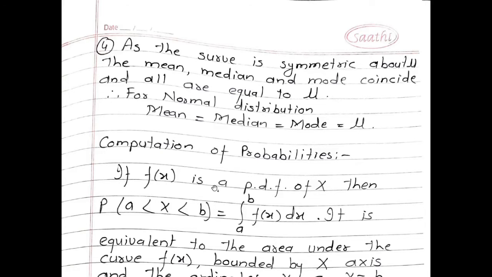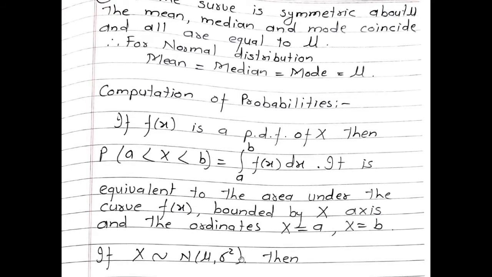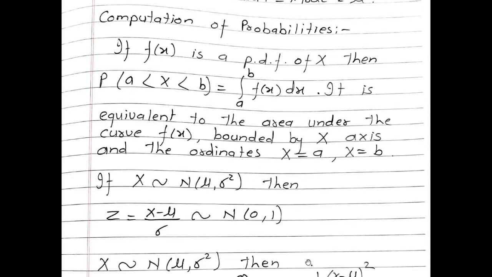Now, computation of probabilities. If f(x) is a probability density function of x, then probability a less than x less than b is equal to integral a to b f(x) dx. It is equivalent to the area under the curve f(x) bounded by the x-axis and the ordinates x equal to a and x equal to b. If x follows normal with mu and sigma square, then z equal to x minus mu upon sigma follows normal (0, 1).